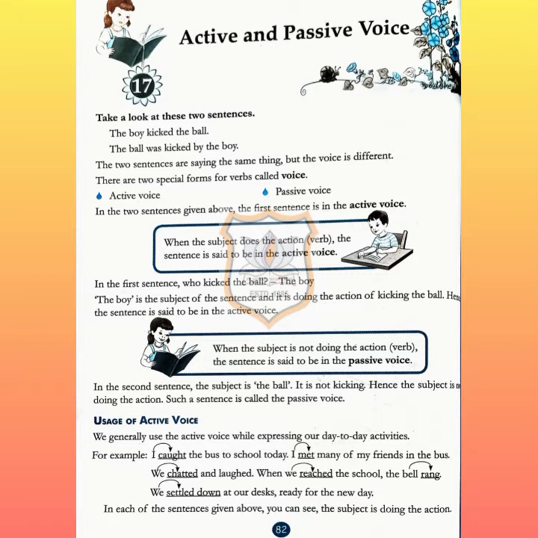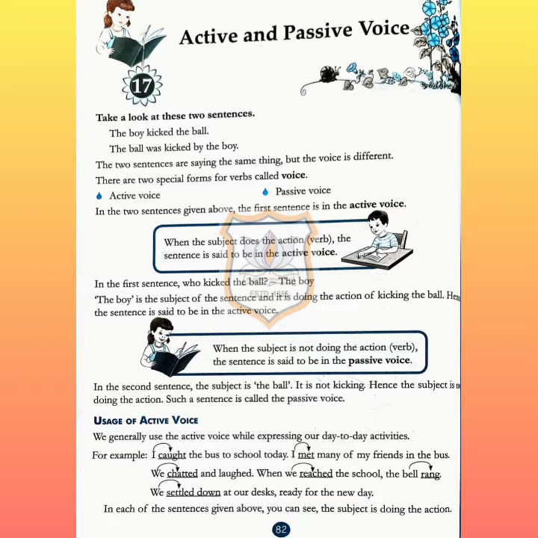So you can see here the sentence given, the boy kicked the ball. In this sentence the subject is doing the action, the boy is kicking the ball. So this voice is said to be in active voice. And the second sentence, you can see, the ball was kicked by the boy. In the first sentence, who kicked the ball? It is the boy. The subject is the boy. The boy is the subject of the sentence and it is doing the action of kicking the ball. Hence, the sentence is said to be in the active voice. So children, in active voice the subject always does an action, so it is said to be an active voice.